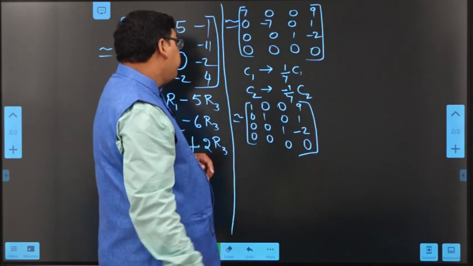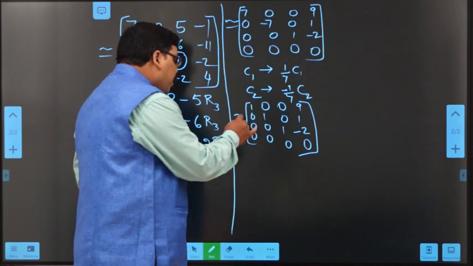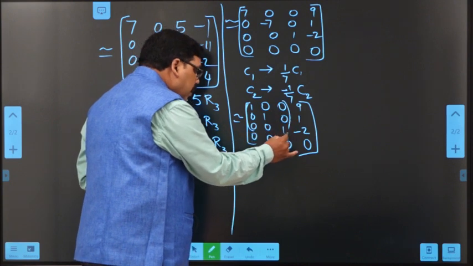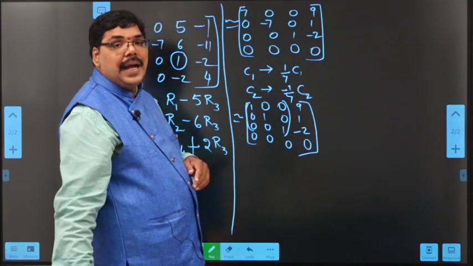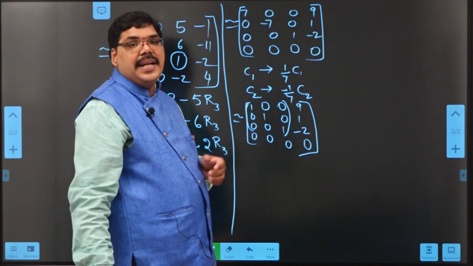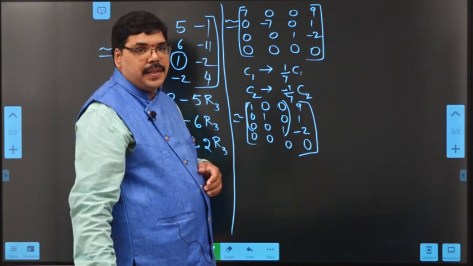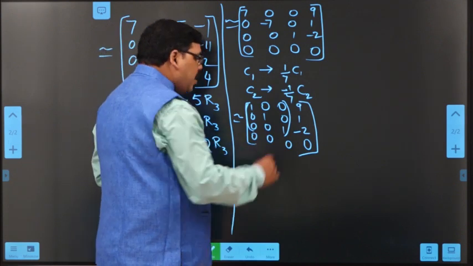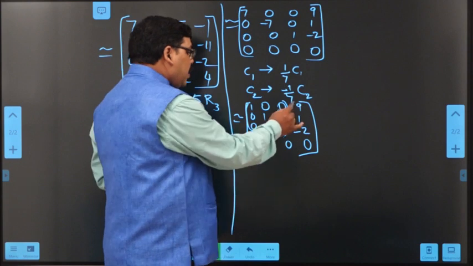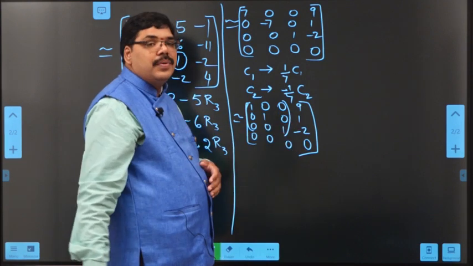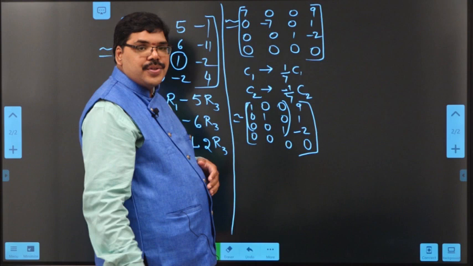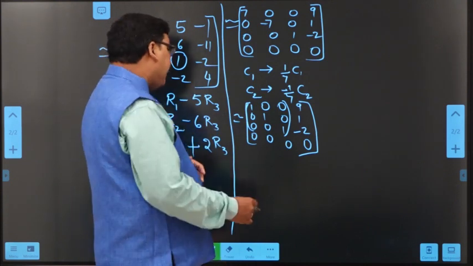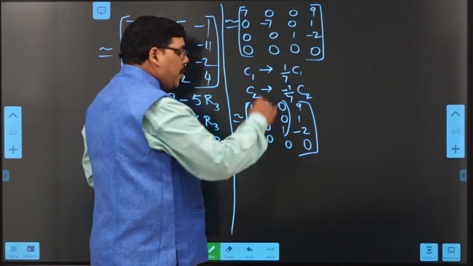This is 9. So, if you consider this part, the highlighted part is nothing but I3, identity matrix of order 3 by 3. And I want all the remaining elements into zeros. Here all are zeros. What are remaining? 9, 1, minus 2. I want to reduce them into zeros. I will apply column operations.